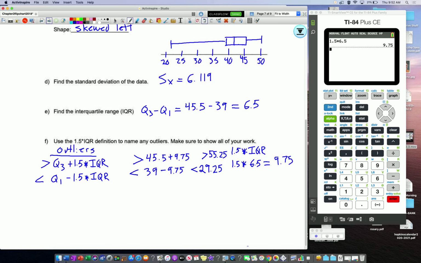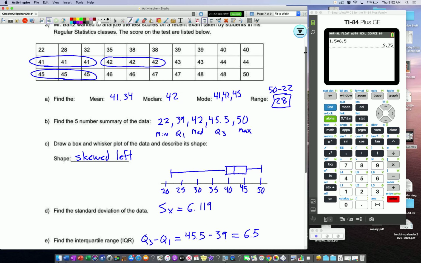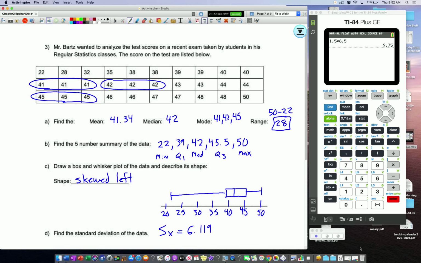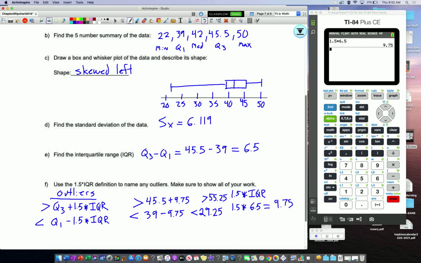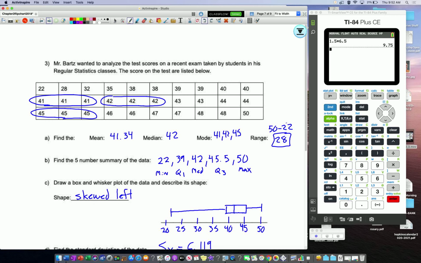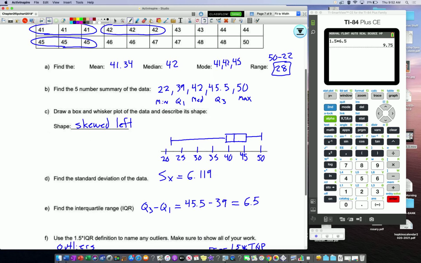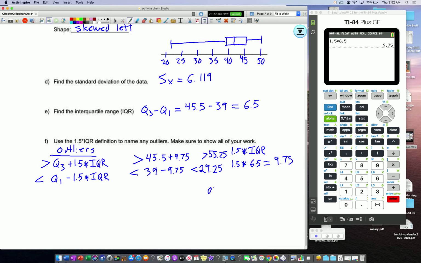Values that are less than 29.25. So now I have to go up and look at the data. Well, no one scored better than 50, so I don't have any values greater than that 55.25, I think it was. Less than 29.25. Look at this. You actually have two values, two test scores. So in this case, our outliers are at 22 and 28. Sweet. All right. That takes care of the second page.